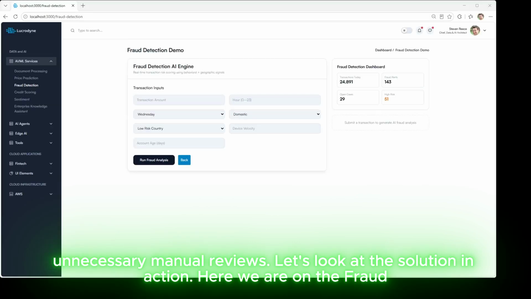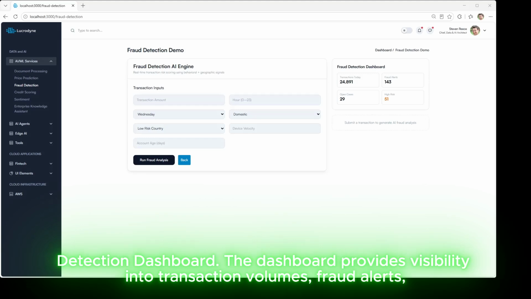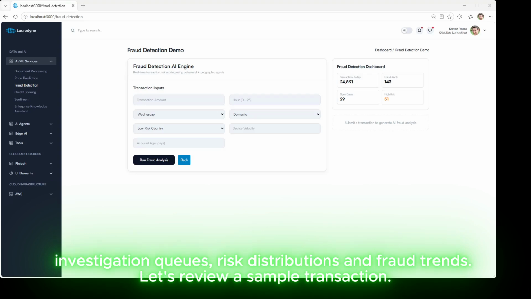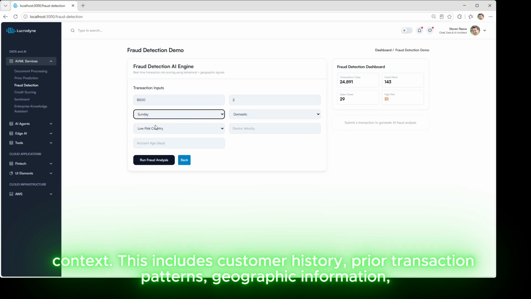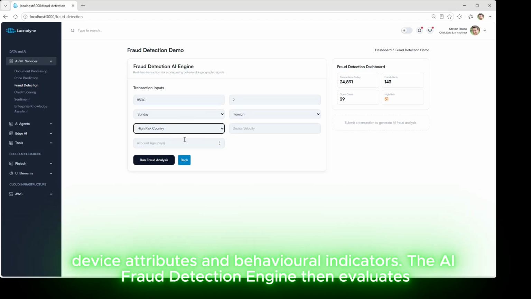Here we are on the fraud detection dashboard. The dashboard provides visibility into transaction volumes, fraud alerts, investigation queues, risk distributions, and fraud trends. Let's review a sample transaction. As the transaction is processed, the system validates the data and enriches it with additional context. This includes customer history, prior transaction patterns, geographic information, device attributes, and behavioral indicators.